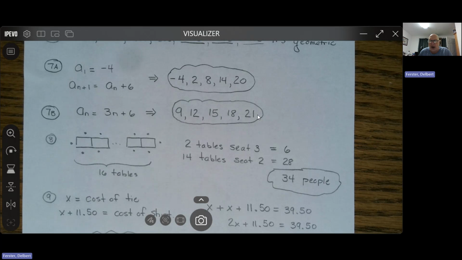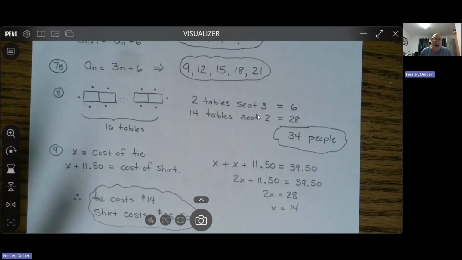Packers shirt and Packers tie sell together for $39.50. Shirt costs $11.50 more than the tie. So I let x represent the cost of the tie. That makes x plus $11.50 represent the cost of the shirt. You know that if you add those two together, you get the total bill of $39.50.